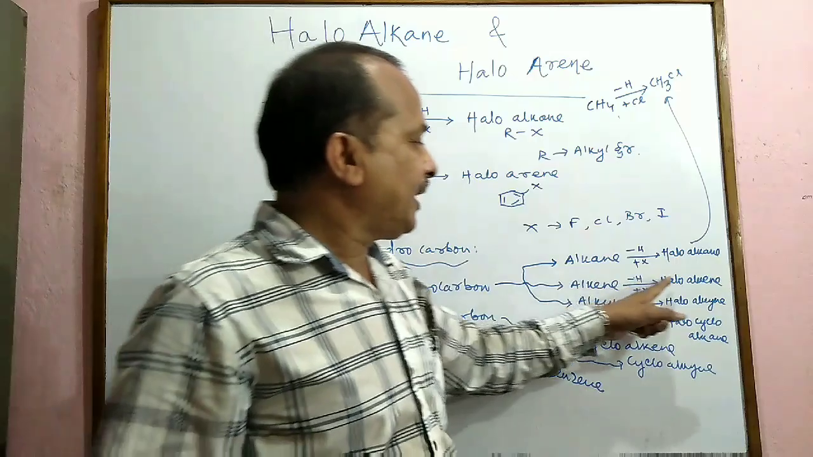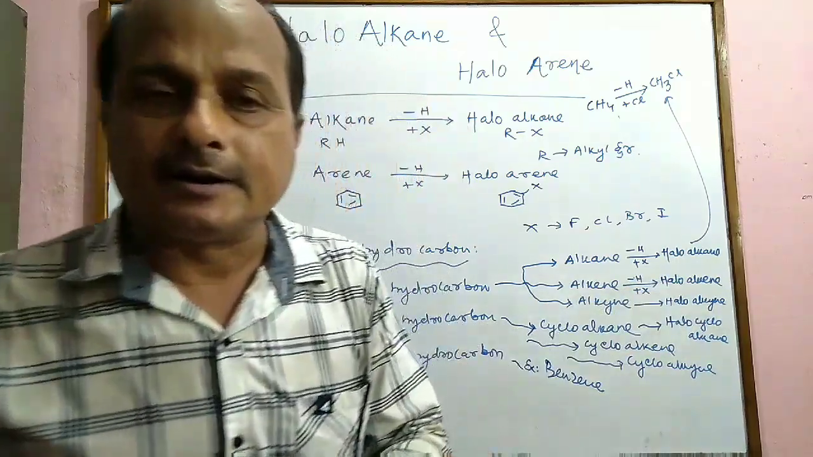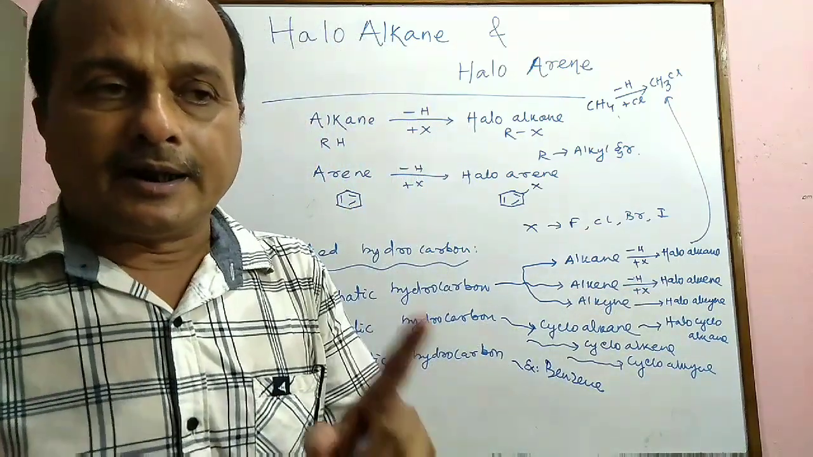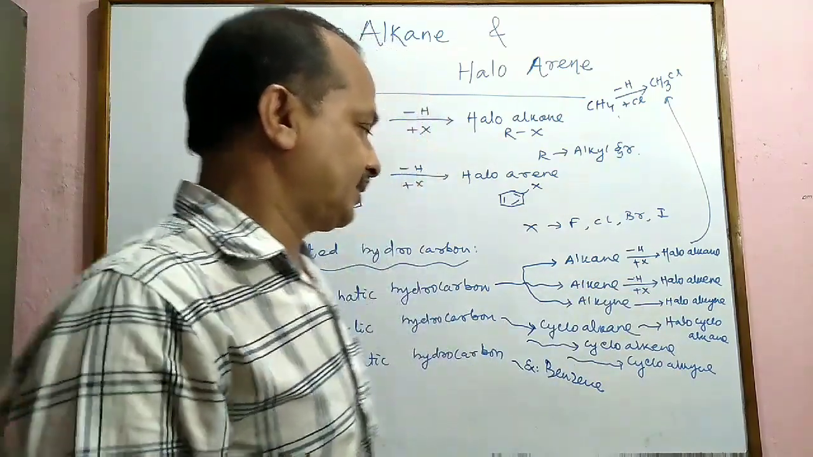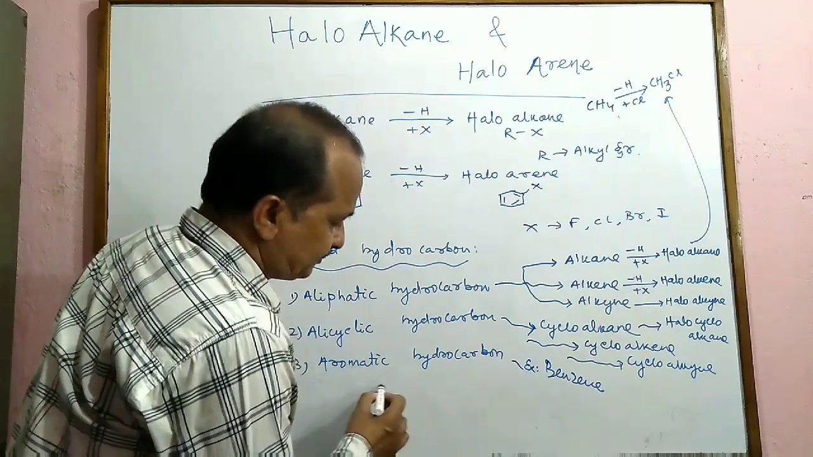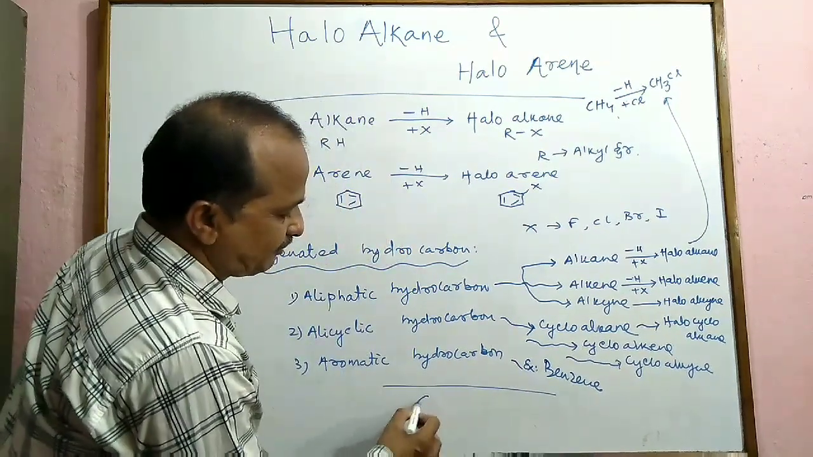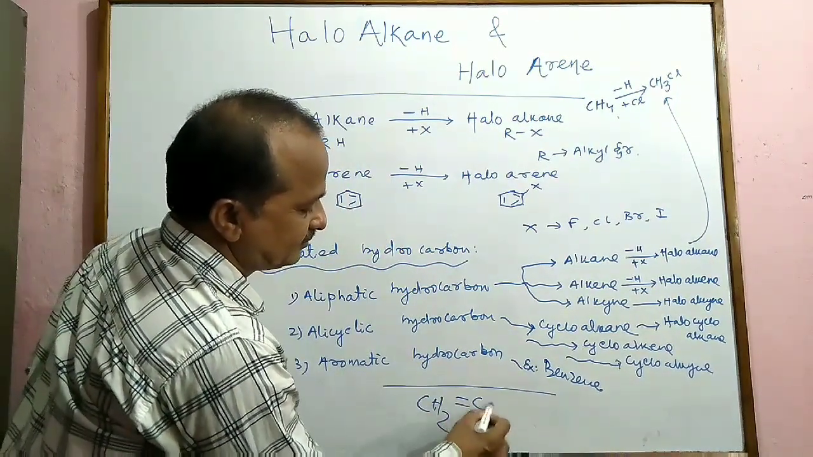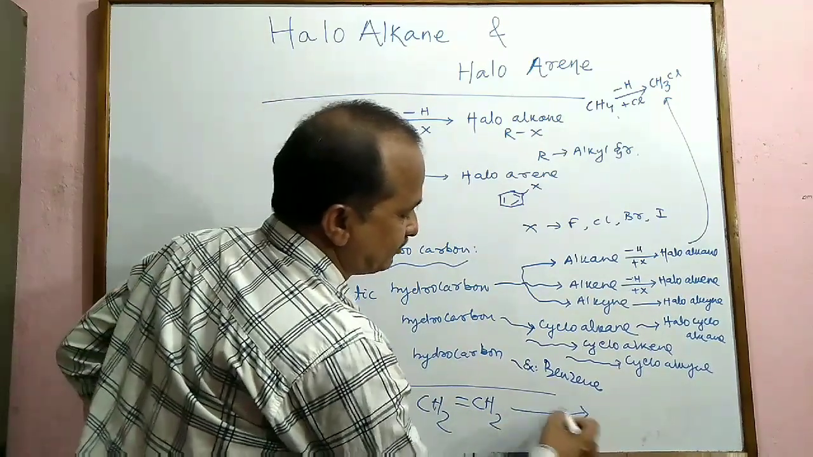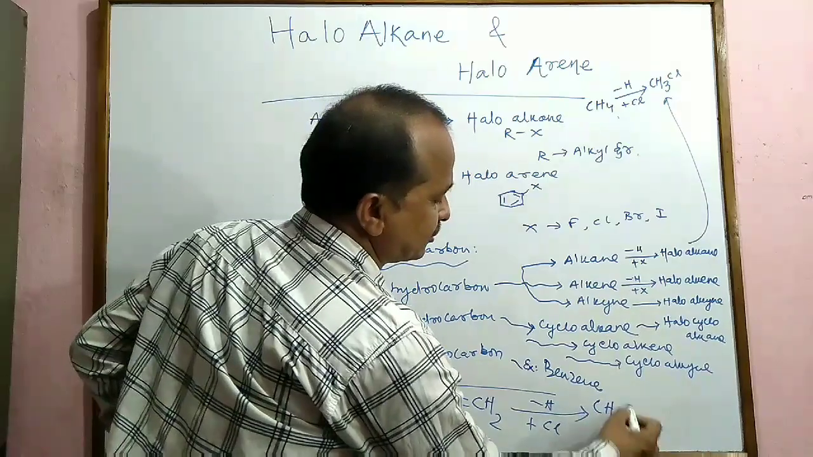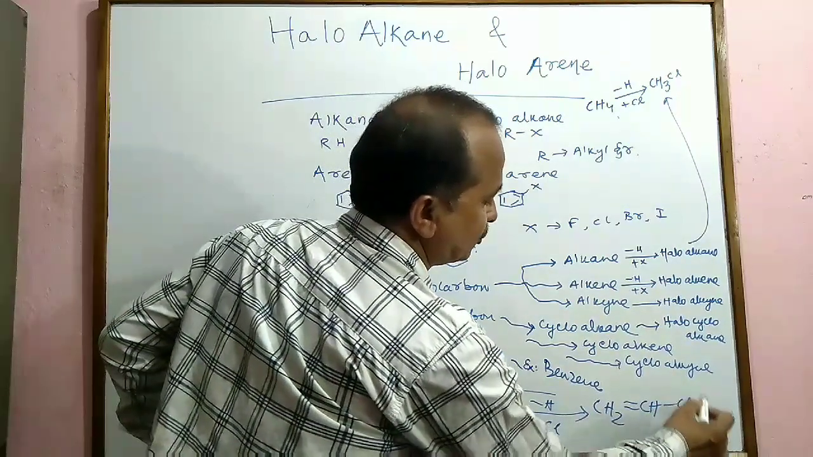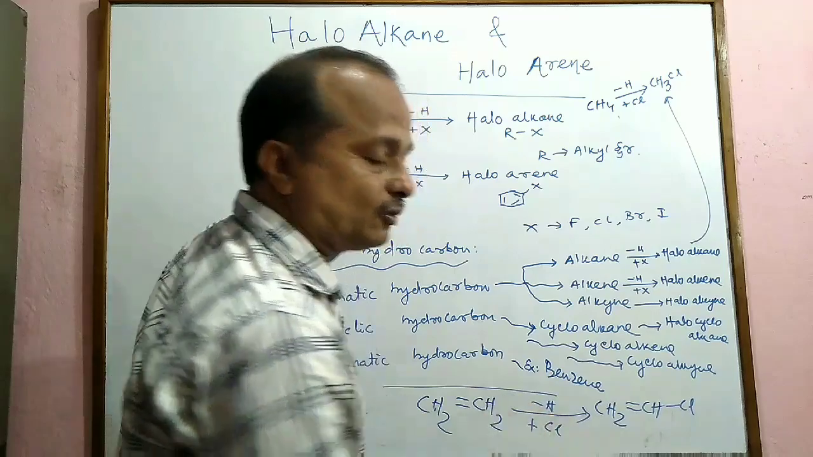Next come to haloalkene. Haloalkene is derived by replacing one H atom of an alkene by one halogen atom. For example, you see here, the first member of alkene is ethene. Here one hydrogen atom is replaced by one chlorine atom. We will get CH2=CHCl. Its name is chloroethene.